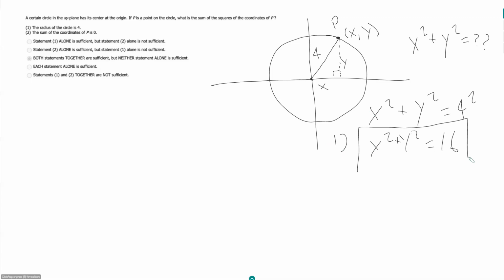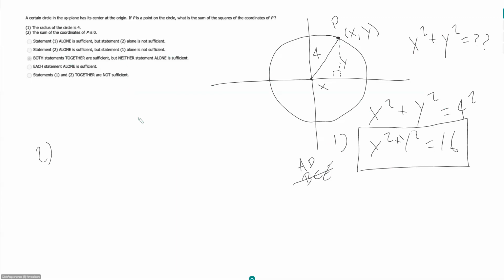So note that I don't know what x is, I don't know what y is, but it doesn't matter because my question is just asking for x squared plus y squared. Statement 1 is sufficient.